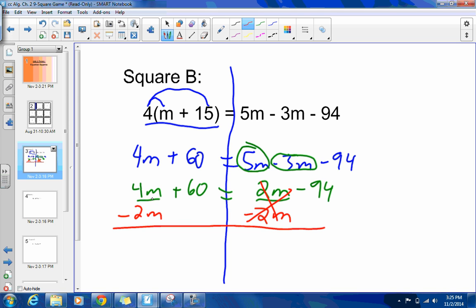Don't think that that is a division sign. I was just underlining that for the sake of it being a term. But when we do that, we find that on the left side we're left with 4m minus 2m is 2m, plus 60 is equal to negative 94.